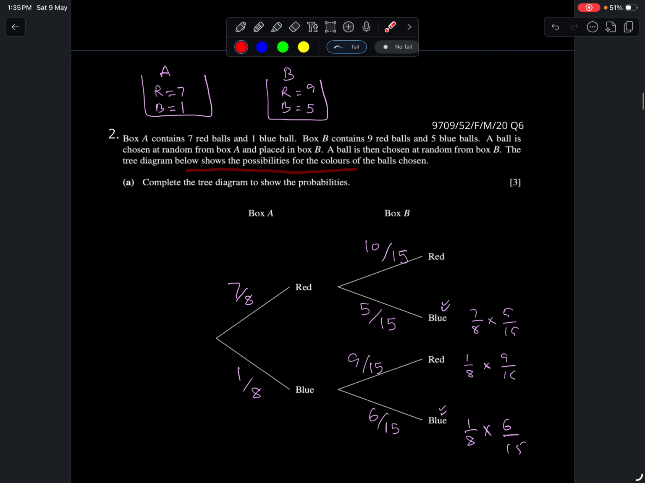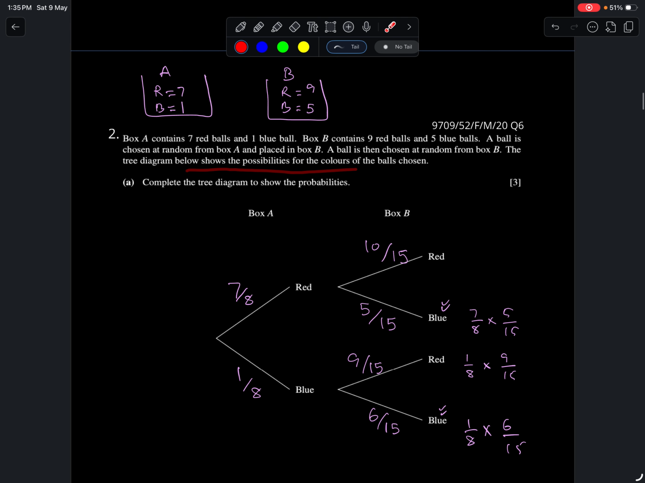Alright, no problem. So 7 upon 8 is here, red ball, 1 upon 8 is here for blue ball. Now if the red ball is transferred, then there are 10 red balls, 10 upon 15. And this total is 1, so 5 upon 15, okay? 1 minus this will give you this result. Okay, if a blue ball is transferred into bag B, then this will become 6. So 6 upon 15 here, and this total is 1. So 1 minus this will give you 9 upon 15.